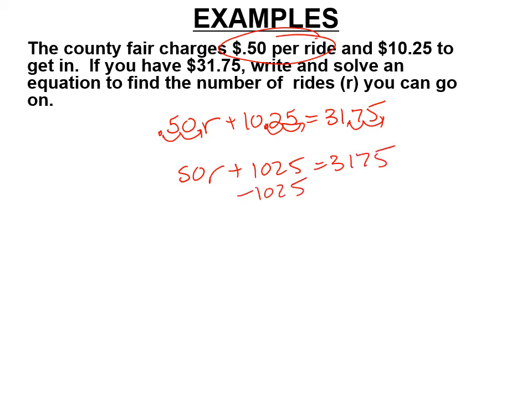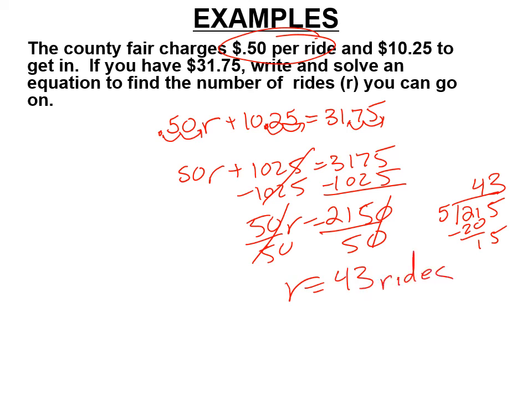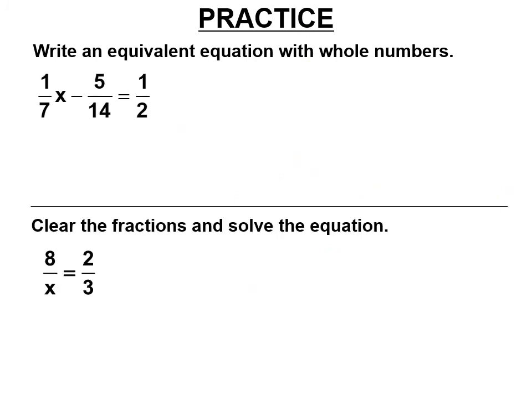Subtract 1,025. Divide both sides by 50. Take advantage of the fact that you can cross out those zeros at the end. And we're still going to have to do 215 divided by 5. 5 goes into 21 4 times. 5 goes into 15 3. And remember I told you these rides are ridiculously cheap in this problem. And so you get 43 rides because they're 50 cents per ride. All right, so do these two practice and then check your work.